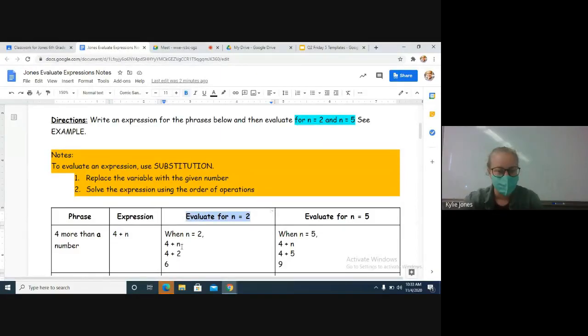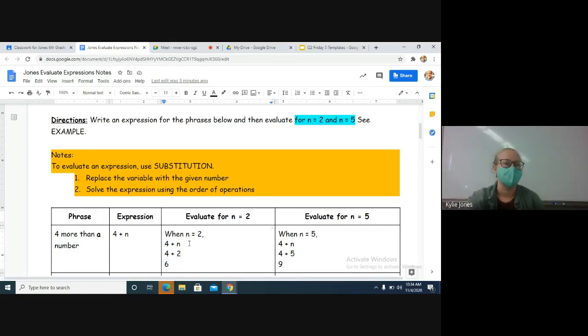So our first line here says 4 plus n. The second line says 4 plus 2. Where did they get the 2? They said n equals 2. They took out the n. The n disappears. You don't need it anymore because you're replacing it with the number 2. And then you can just solve. 4 plus 2 is what? 6.